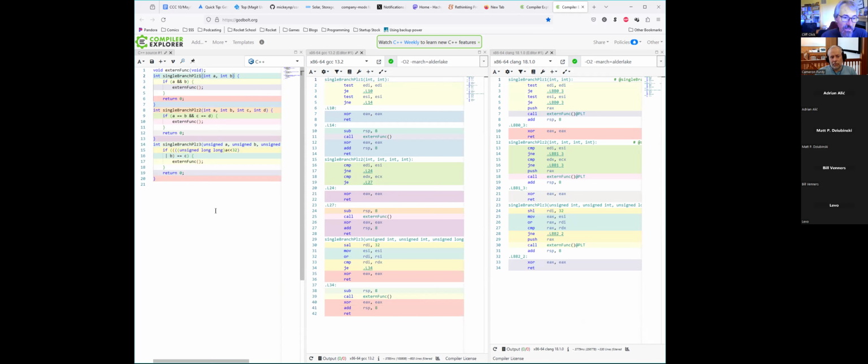Anything else on this? My question was actually, in the second function, we have compare, jump not equal, compare, jump equal. So if you want to rewrite this to use only one branch, what do you do? I mean, which instruction do you use? You subtract A from B, you subtract C from D, you OR the bits together. Ah, okay.